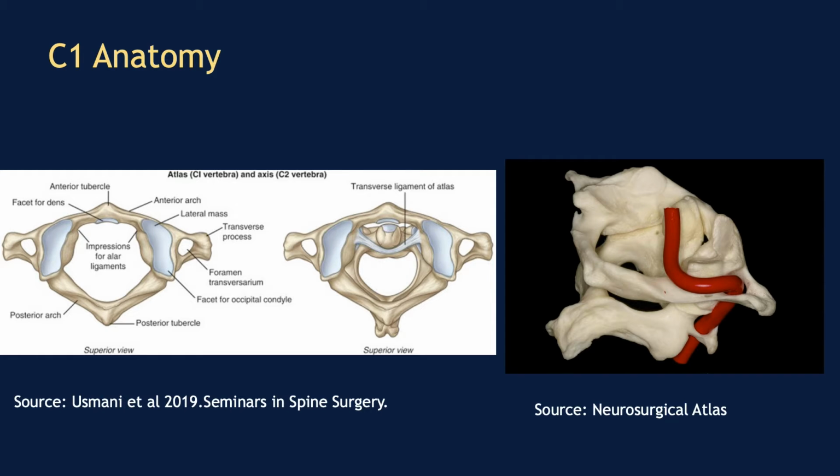The atlas can be conceptualized to be a ring where the anterior arch and posterior arch make up the front and back of the ring. The anterior arch is of relevance as it articulates with the dens. The distance between the anterior arch and the dens is often measured to assess the integrity of the transverse ligament, as this ligament holds the dens adjacent to C1 and prevents C1-2 subluxation.